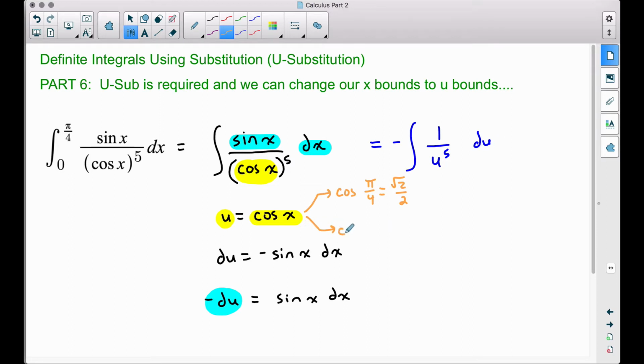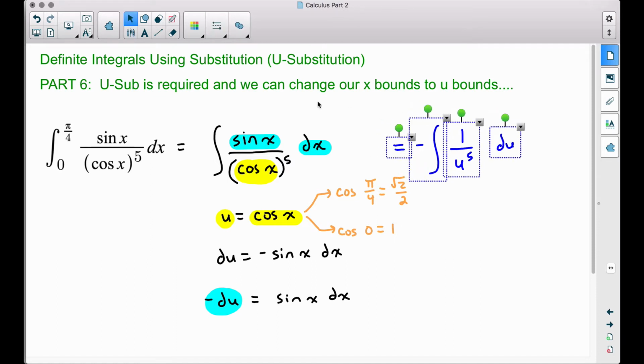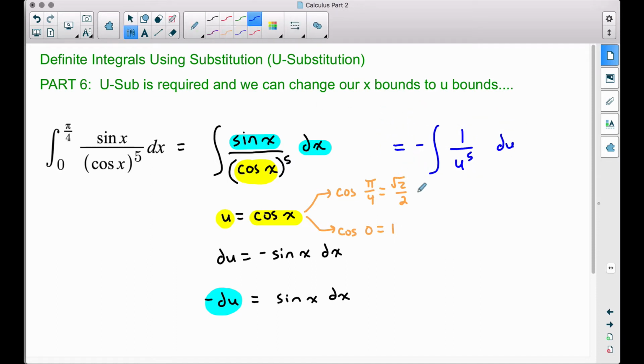Let's do the same thing for our lower bound. Let's find the cosine of x. The cosine of 0, well, that's equal to 1. This will be our new lower u bound. So I'm going to slide this over a little bit. I'm going to replace those with our new lower u bound and our new upper u bound.